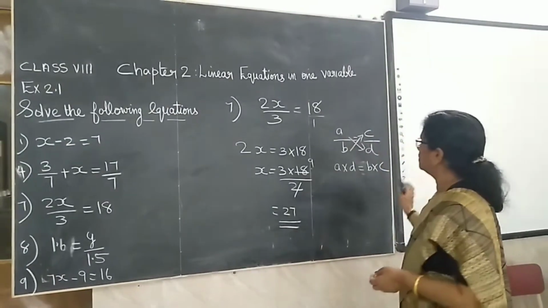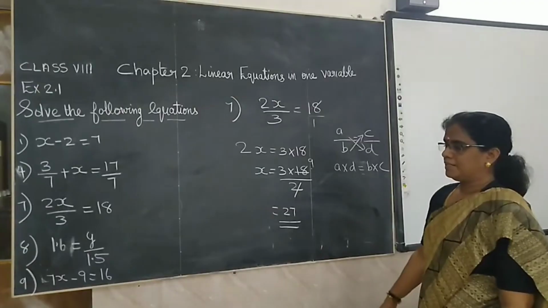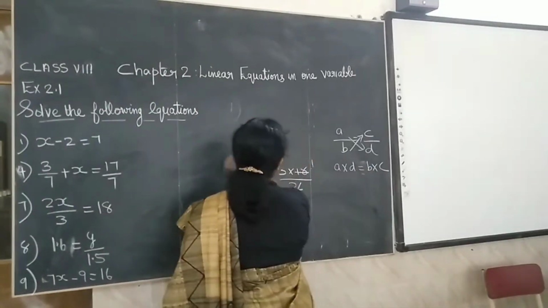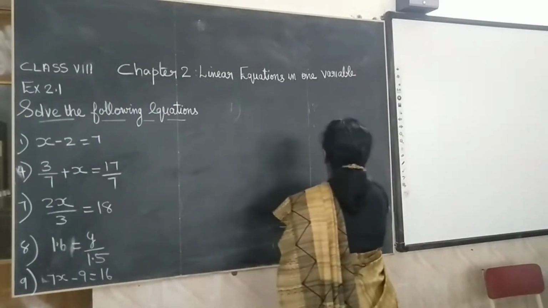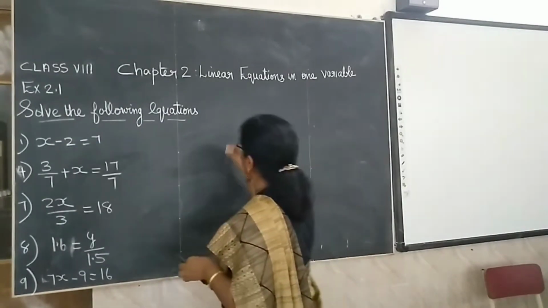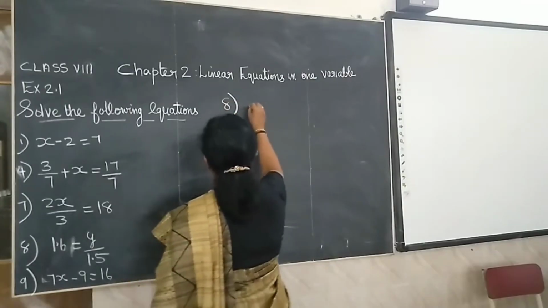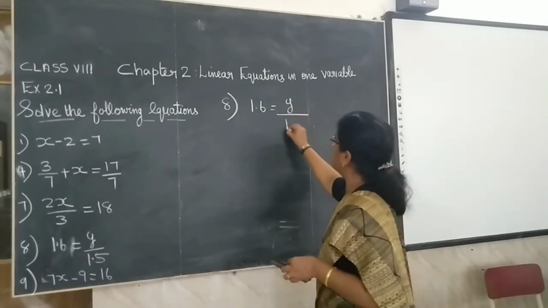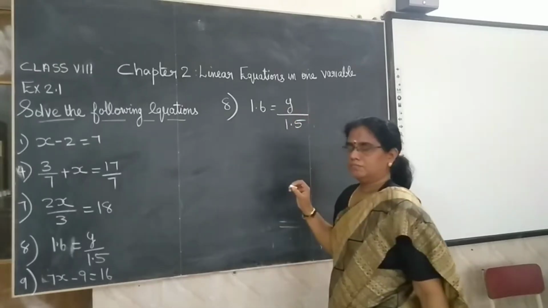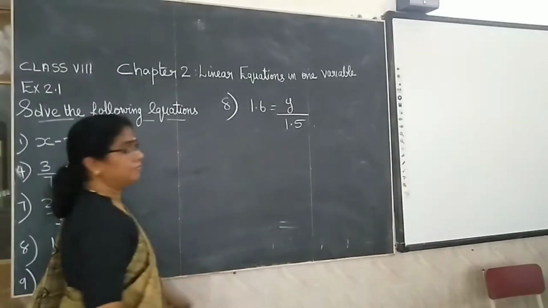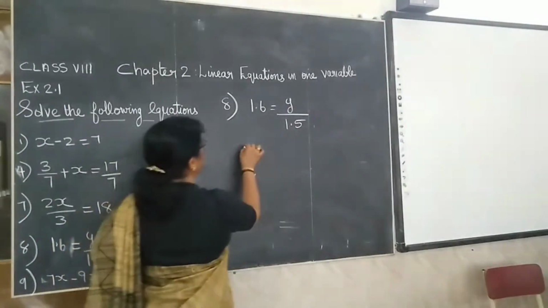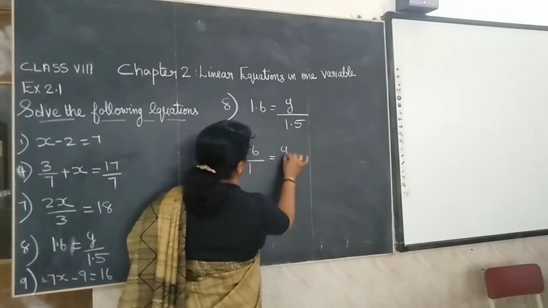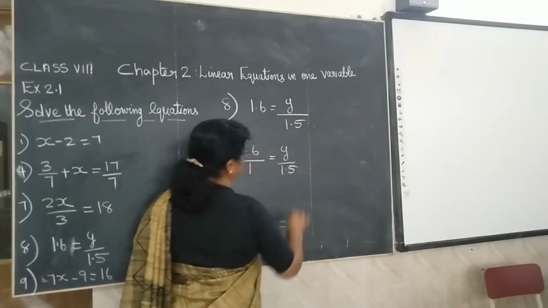Now the next question, that is 1.6 equal to y divided by 1.5. Question number 8. Here also we can write 1.6 as 1.6 divided by 1, that is equal to y divided by 1.5.